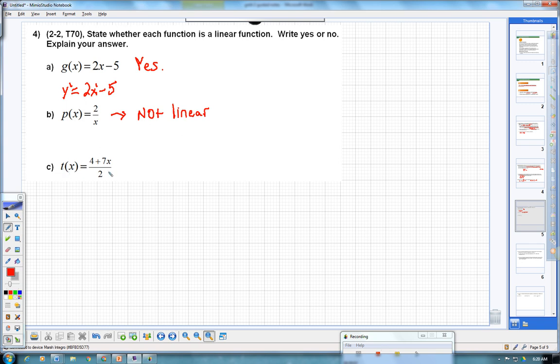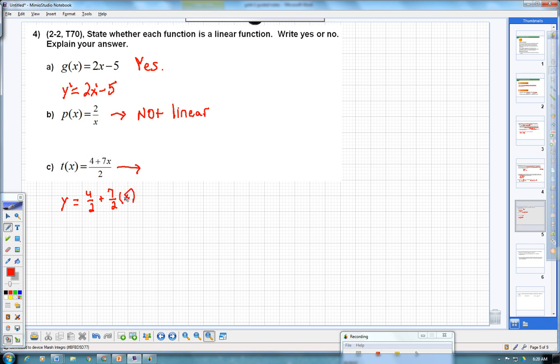Looking at C, you do see some division, but x does not appear in the denominator. The variable itself is not in the denominator. So understand that you could rewrite this as y equals 4 over 2 plus 7 over 2 x.